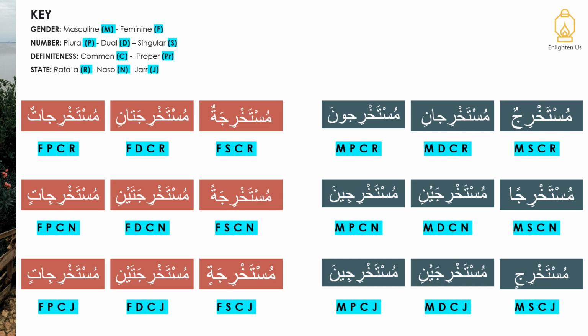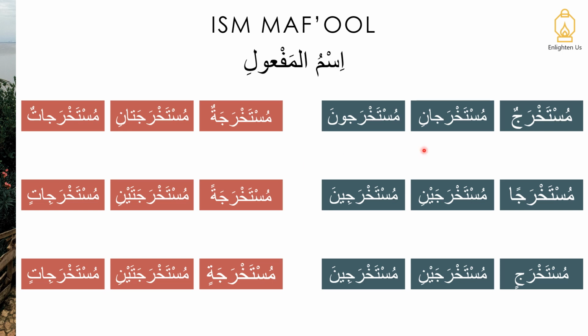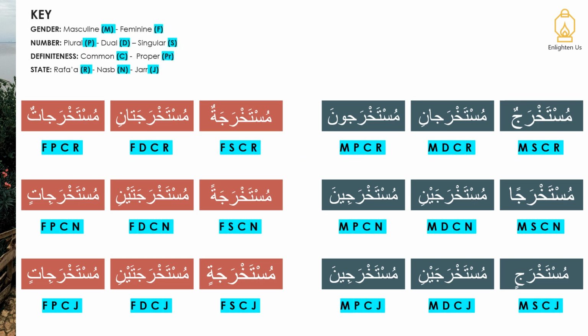Now let's have a look at our ism maf'ul. So our ism maf'ul that we are expanding on is mustakhrajun. So mustakhrajun, mustakhrajan, mustakhrajin, mustakhrajani, mustakhrajaini, mustakhrajuna, mustakhrajina, and the feminine mustakhrajatun, mustakhrajatan, mustakhrajatin, mustakhrajatani, mustakhrajataini, mustakhrajatun, mustakhrajatin. And again, here's our key for the characteristics.